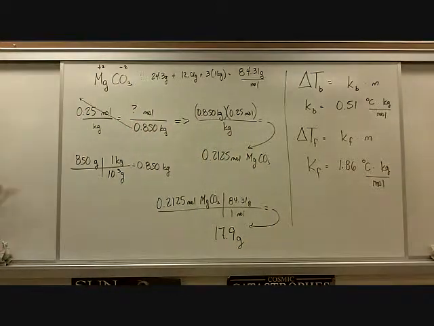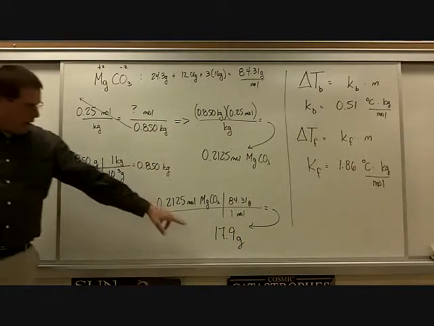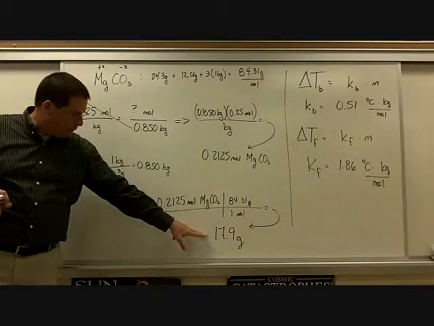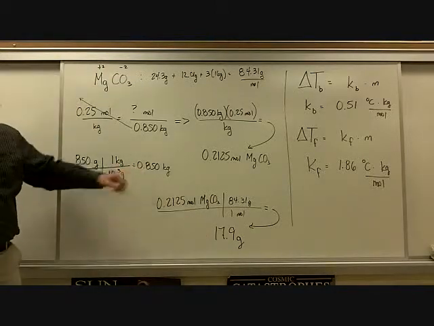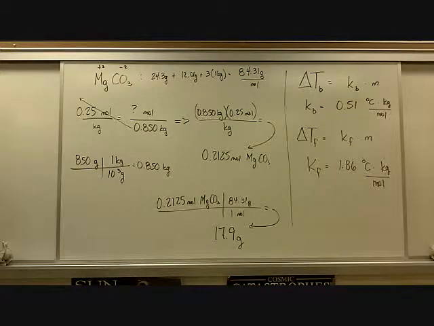So if I wanted to make a 0.25 mole solution, I would need 17.9 grams of magnesium carbonate and dissolve it in 0.85 kilograms of water.